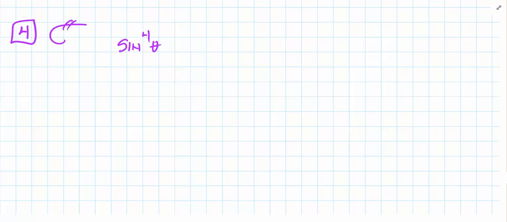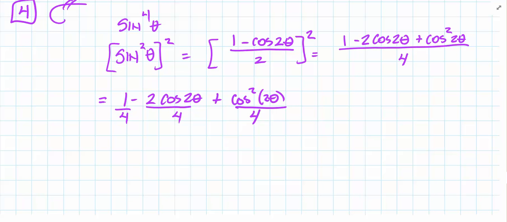So on your own in your groups, rewrite sine to the 4th of theta as an expression that only has powers of highest degree of 1. All right, so I'll make sure everyone's on the same page. Most people got to here, with no problems.